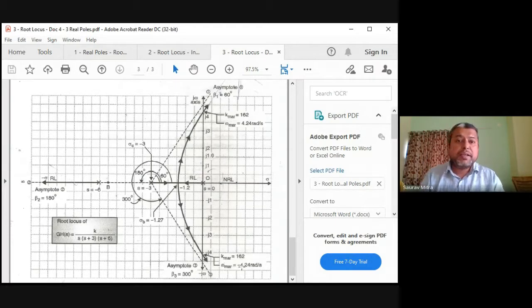So here I complete the first numerical that we have plotted for the 3 real pole system. Next we will start with the 4 real pole system.